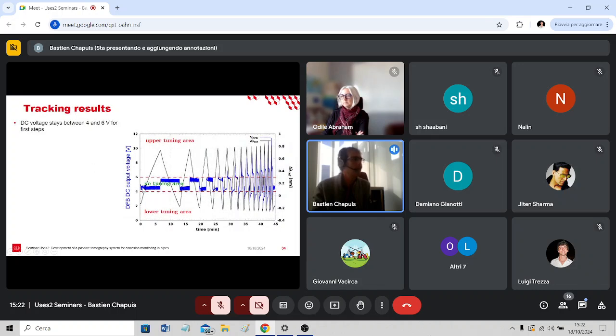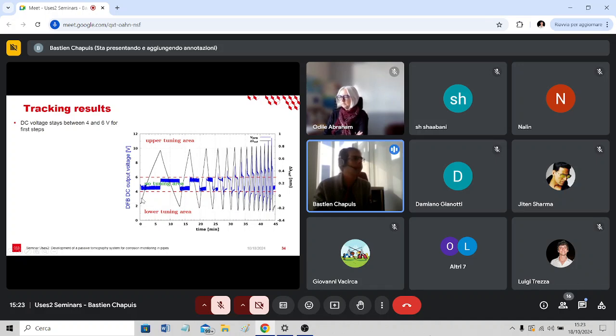So we have the results here. In blue is the result of our PI loop. So it's the DC output voltage of our laser. And we want to keep this blue line between the red dotted lines, between 4 and 6 volts. And in black here, we have the strain that is measured by the second FBG. So it's a mirror of the strain induced by the bending of the composite panel.